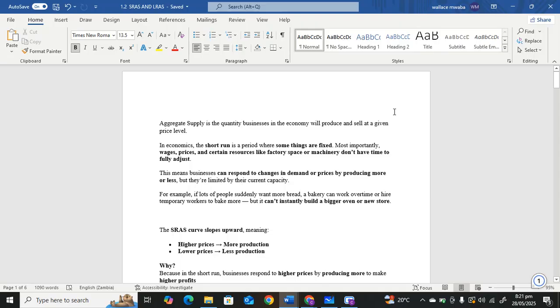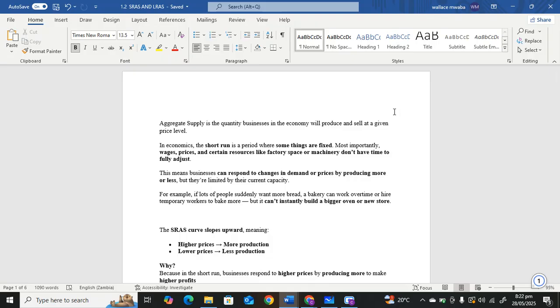So basically, aggregate supply is the total quantity that businesses and people are willing to produce and sell within the economy. It's just the total quantity of goods that will be produced and ready to be sold by businesses at a given price level.